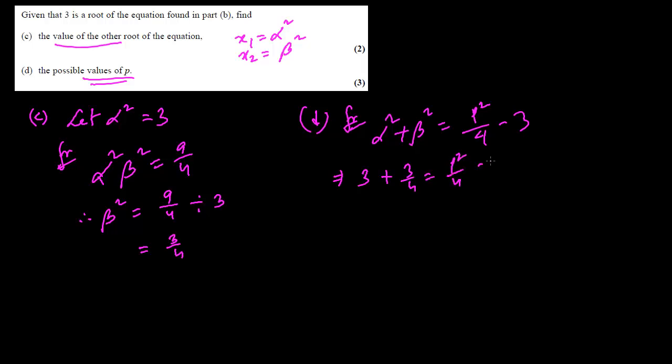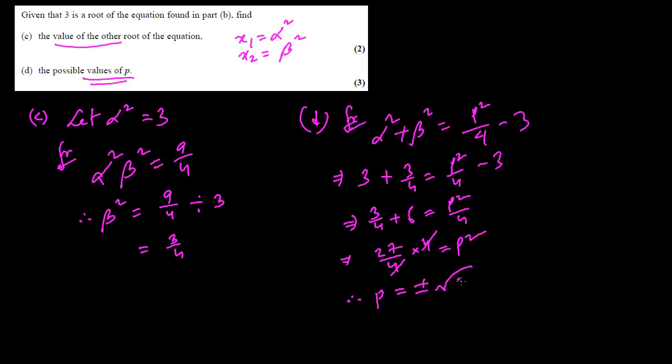So if we bring the 3 to the other side, it becomes 3 by 4 plus 6 equals p squared by 4. This is going to be 4 times 6, 24. 24 plus 3 is 27. So 27 by 4. Now if we send this 4 to the other side, it would be into 4 times p squared. This 4 and this 4 cancel. Therefore, p equals plus or minus square root of 27.